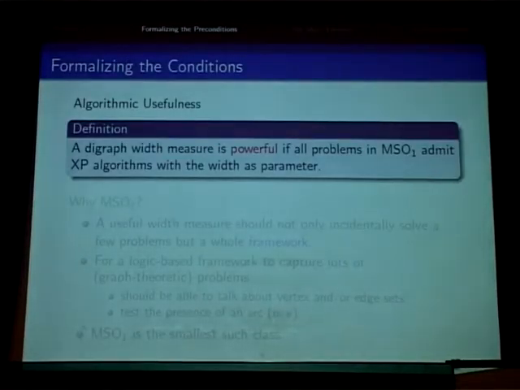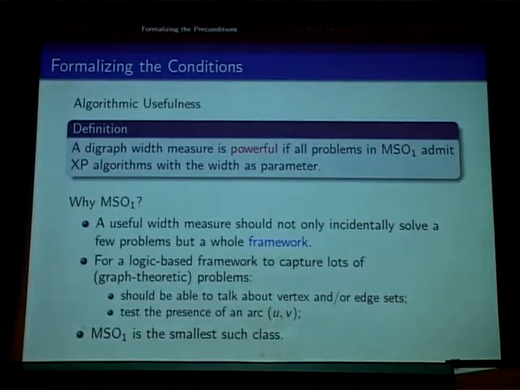Right. So what is algorithmic usefulness? We define a width measure to be useful or powerful if you can solve all problems in MSO1 in XP time, so in time that is size of the input to the power of some function of the width measure. So the width is a parameter. So why do we use MSO1? Because this is what we believe: if you're designing a new width measure, you should be able to solve a whole framework of problems, not just some problems here and there. And if you want to capture a whole framework of problems, it's natural to look at logic-based frameworks, and then you should be able to talk about vertex sets or edge sets. And then MSO1 is just the least common denominator. So for us, algorithmic usefulness is the ability to solve all MSO1 problems in XP time.